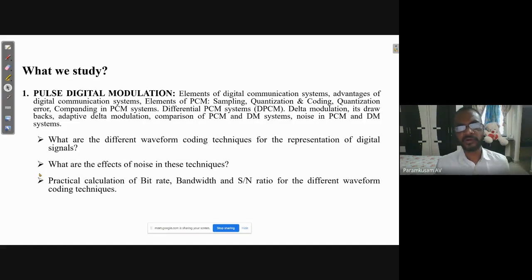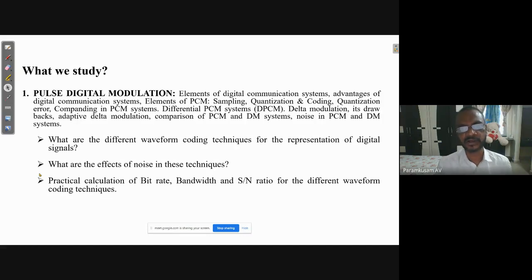Next, you will be in a position to calculate the bit rate, bandwidth, and signal to noise ratio of these different coding techniques. Suppose you speak in front of a microphone. That microphone converts our voice signal into an electrical signal. Now that electrical signal is transmitted. Suppose you are establishing a digital communication system such that your voice signal is converted into a digital signal by using PCM.